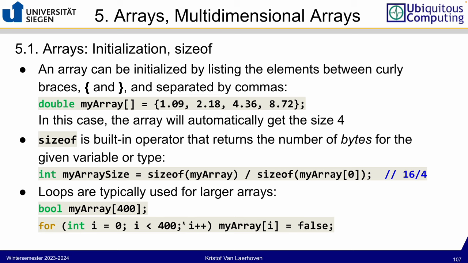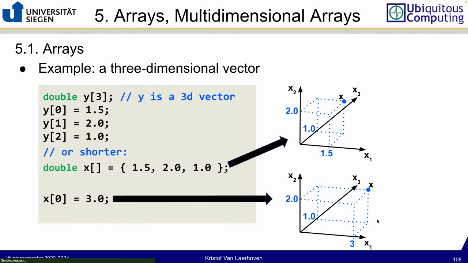And in this case, we do this with a for loop. So with a for loop, we go from 0 to 399. Those are the indices of our array elements. And then my array 0 all the way till my array 399 will be set to false with this one single command, which is, of course, a lot easier than having 400 falses here or 400 zeros here in a row. So that is how you initialize an array.